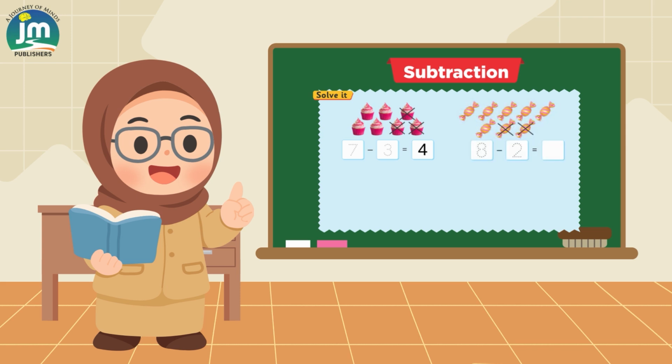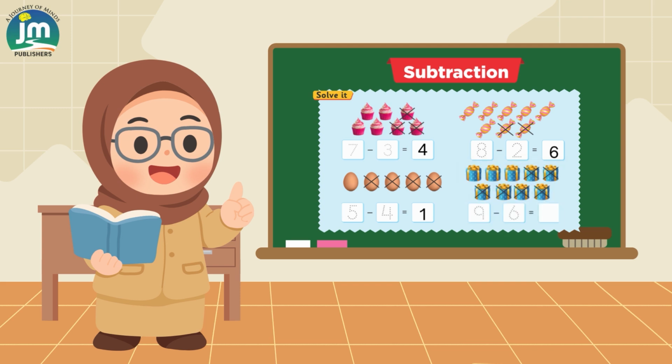We have 8 candies. We eat 2 candies. How many candies are left? 1, 2, 3, 4, 5 and 6. So 8 minus 2 equals 6 and 5 minus 4 equal 1 and 9 minus 6 equal 3.